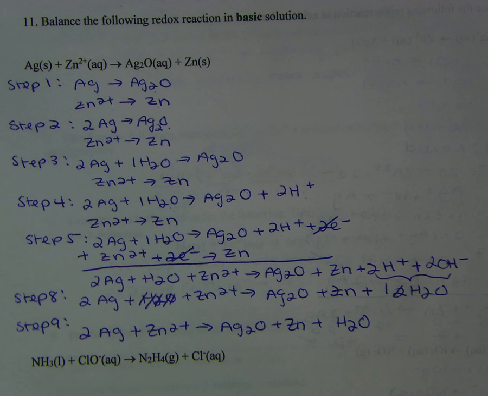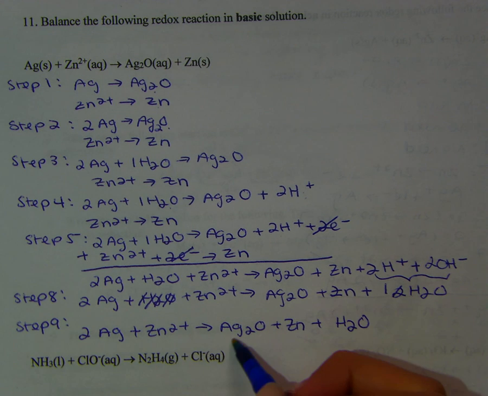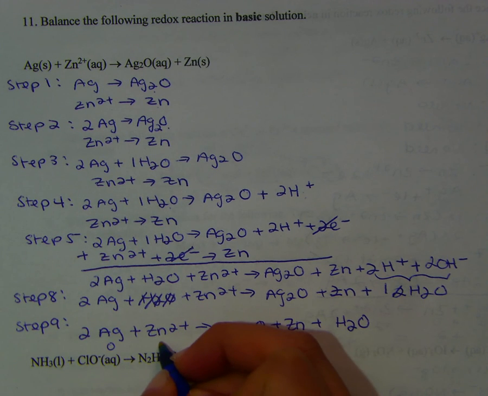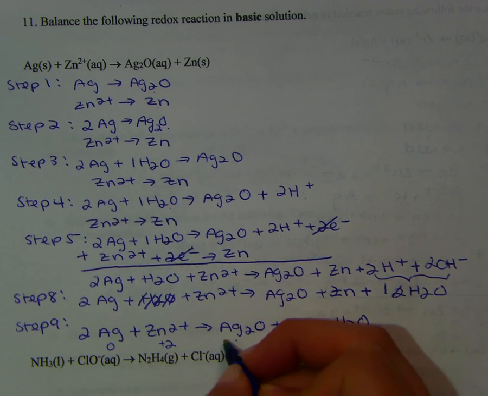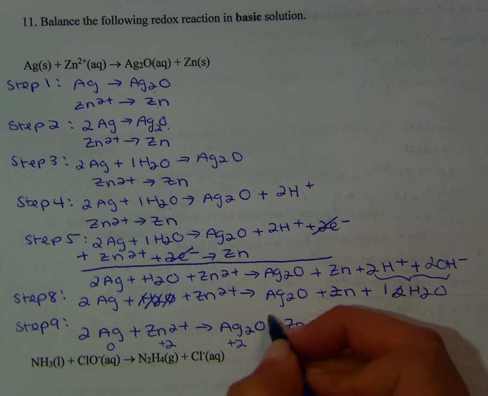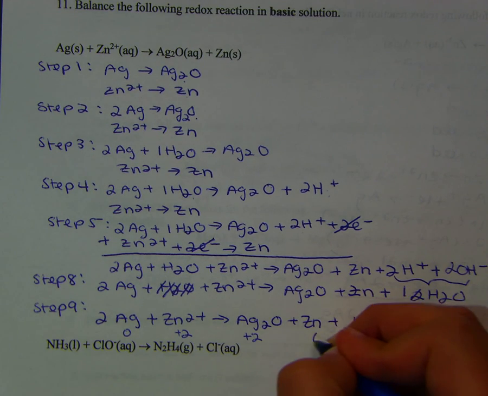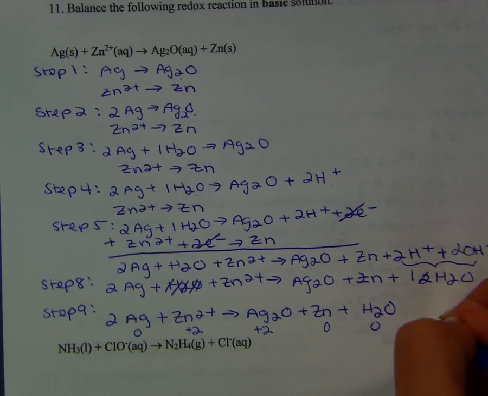Something's missing. What's missing? Yes, because this is charged. Good. This is 0, this is +2, this is -2, so this is my +2, and this becomes neutral, neutral, check, check.